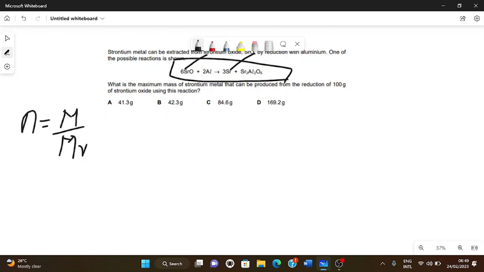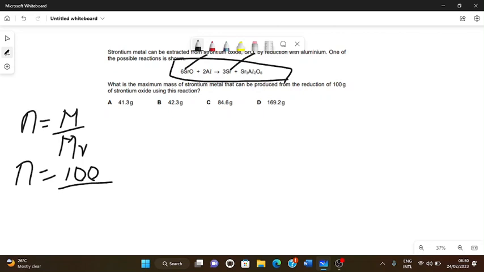Number of moles of 100 grams of strontium oxide. Then the number of moles is mass over molar mass. So the mass of strontium oxide is 100. Then we're going to calculate the molar mass of strontium oxide, which is the mass of 1 mole of strontium oxide. That is the molar mass.